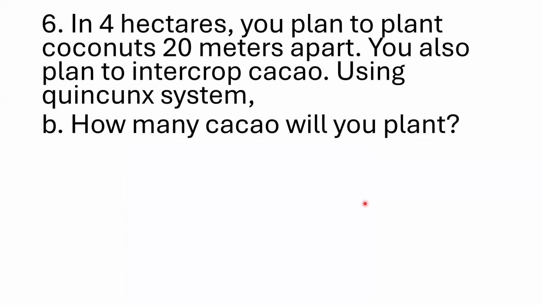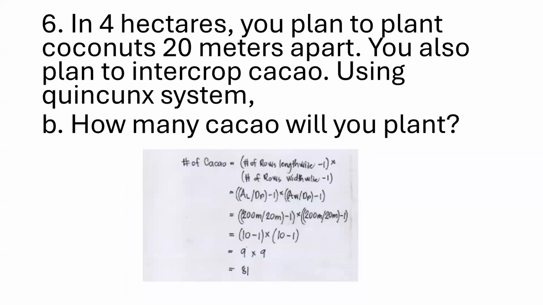Now, for the number of cacaos naman, how many cacao will you plant? So, yung formula, yung number of rows lengthwise minus 1 times number of rows widthwise minus 1. Ito na. So, to get for the number of rows lengthwise and number of rows widthwise, we must first get the dimensions of our area. So, ang area natin is 4 hectares. Let's assume that this is a 4-hectare land.